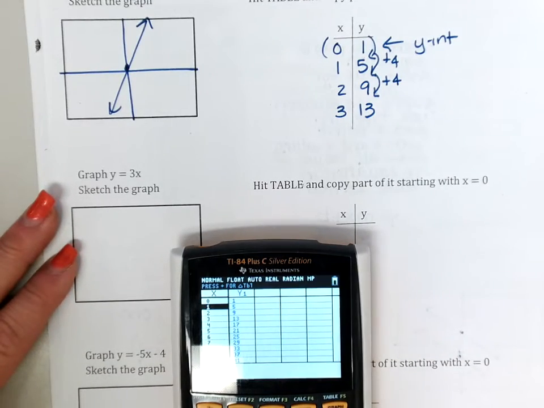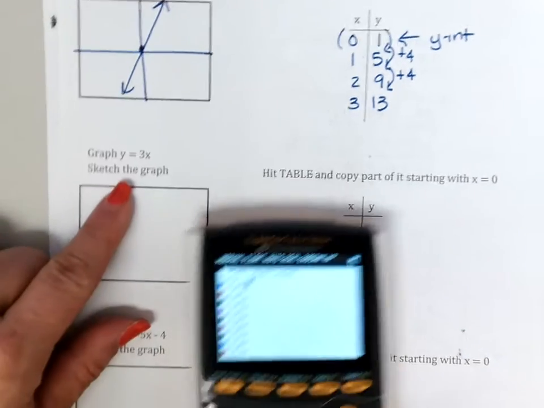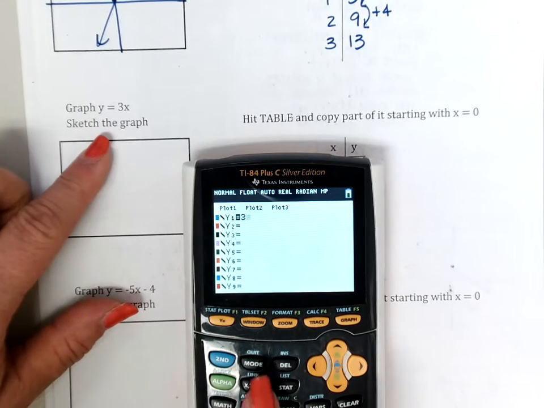Let's go to the next one. Remember, if you can't get out, hit second, quit. Y equals, let's clear, hit clear. We're just going to do 3x.